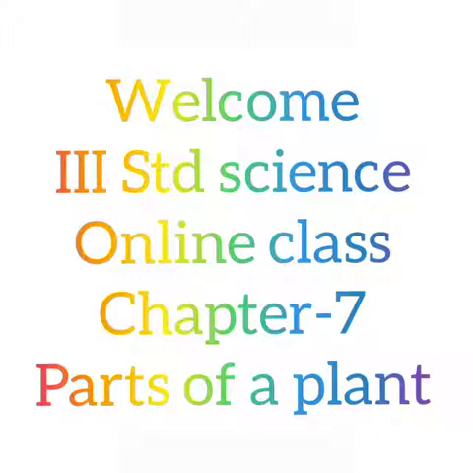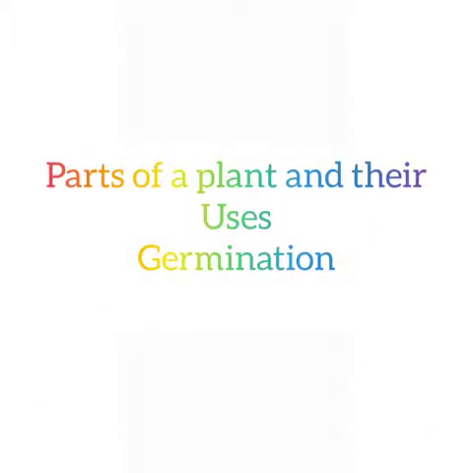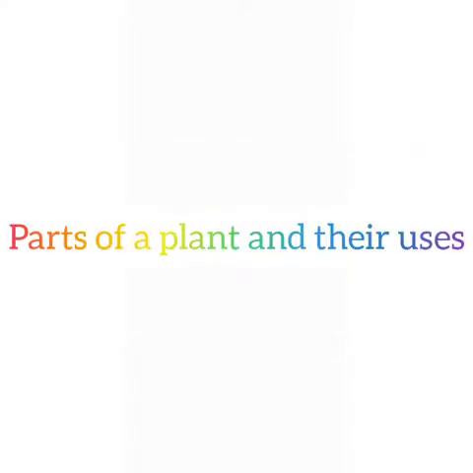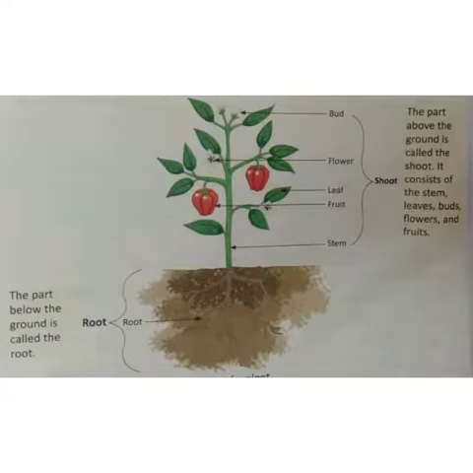The chapter name is Parts of a Plant. So children, in this chapter you will learn about parts of a plant and their uses and germination. Okay? So today we will learn about parts of a plant and their uses. Okay, let's start. We see different kinds of plants around us. They are of different shapes and sizes.